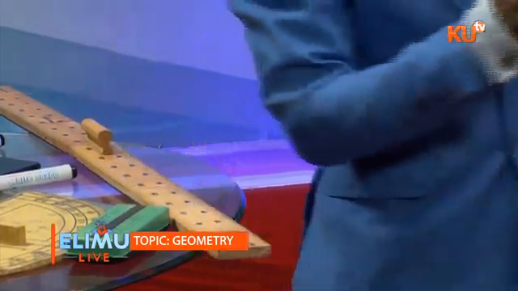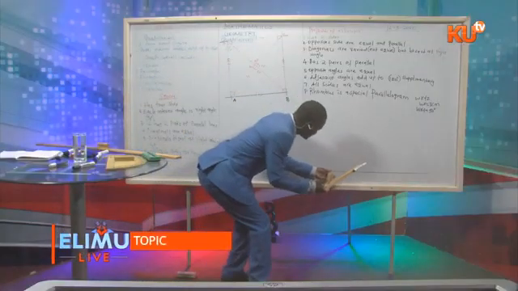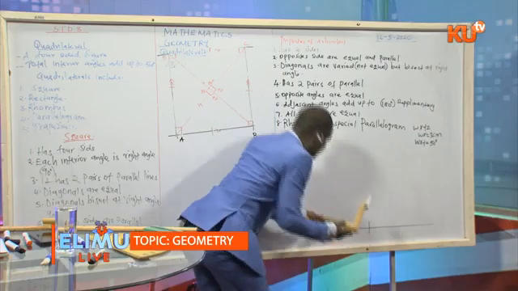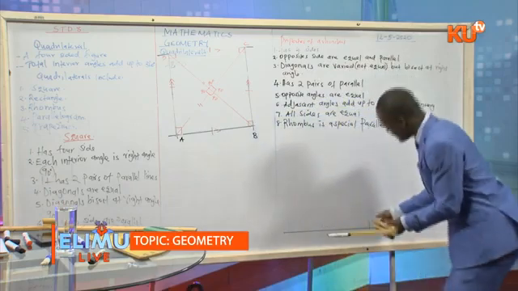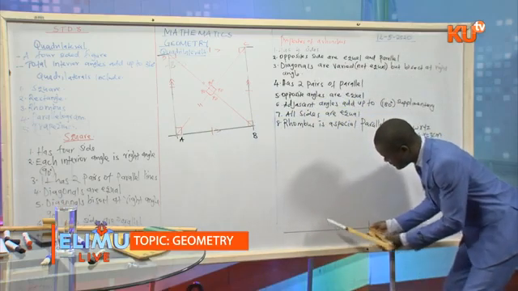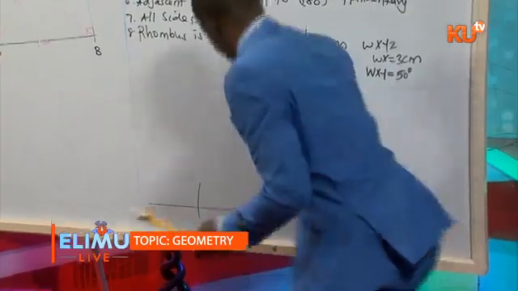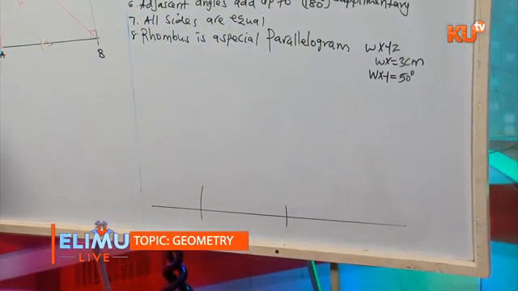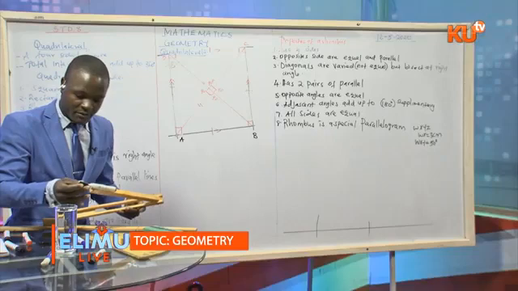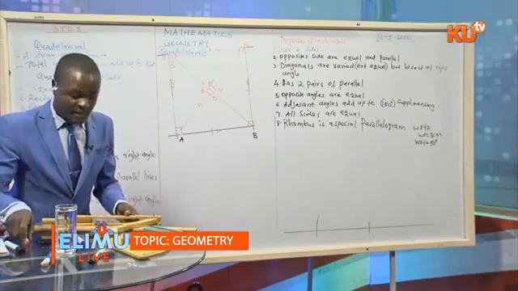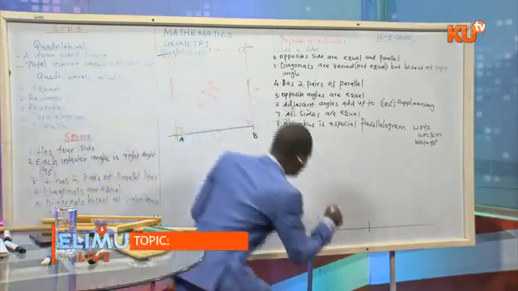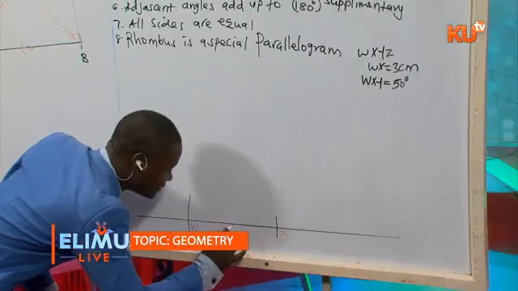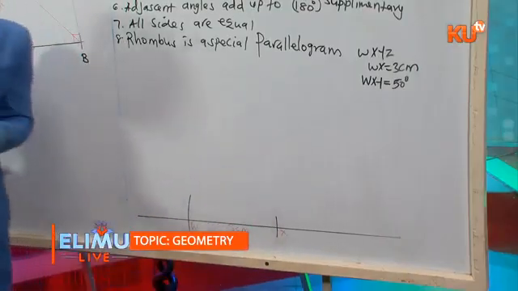Okay, now that we have 3 centimeters, I stand at any point on the line and draw an arc on that side. I come back here and also draw the arc like that. Then after that, we name it: X, line WX. Line WX is 3 centimeters.